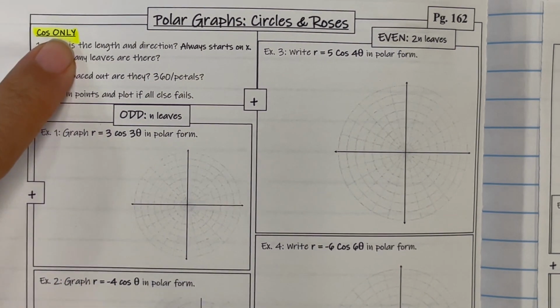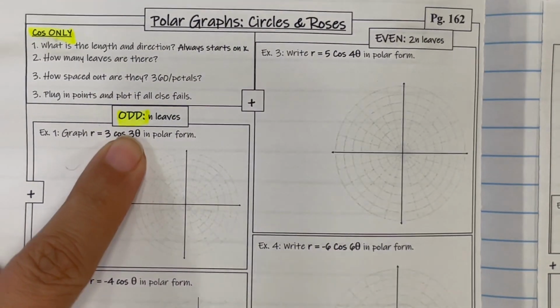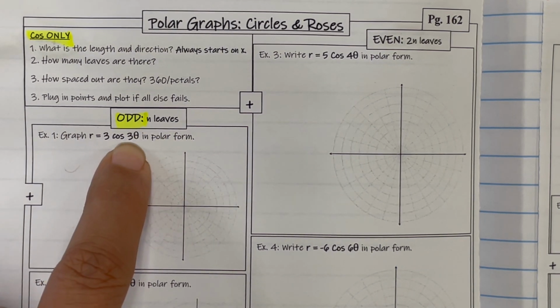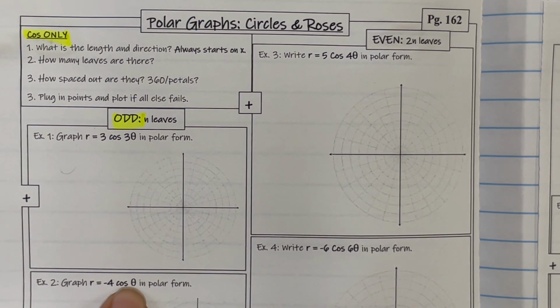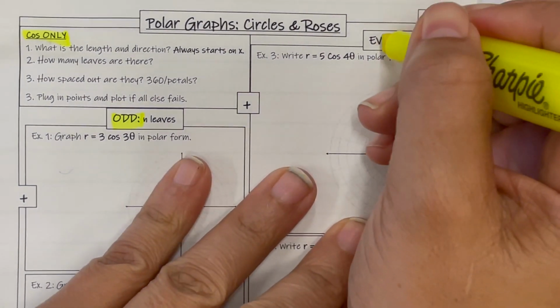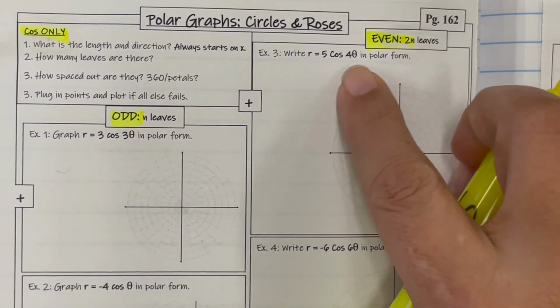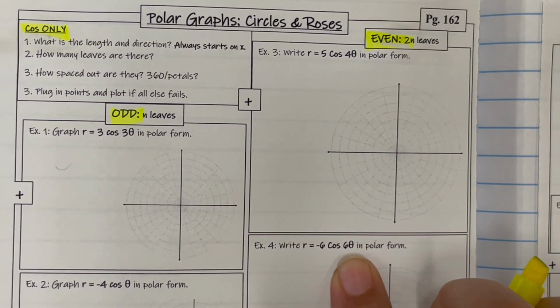You're going to have two options. You can either have it odd, which means the number of leaves is actually n. So 3 in this example, or 1 in this example. Or you can have it even, and even will be 2 times the number of n. So 2 times 4, 2 times 6.